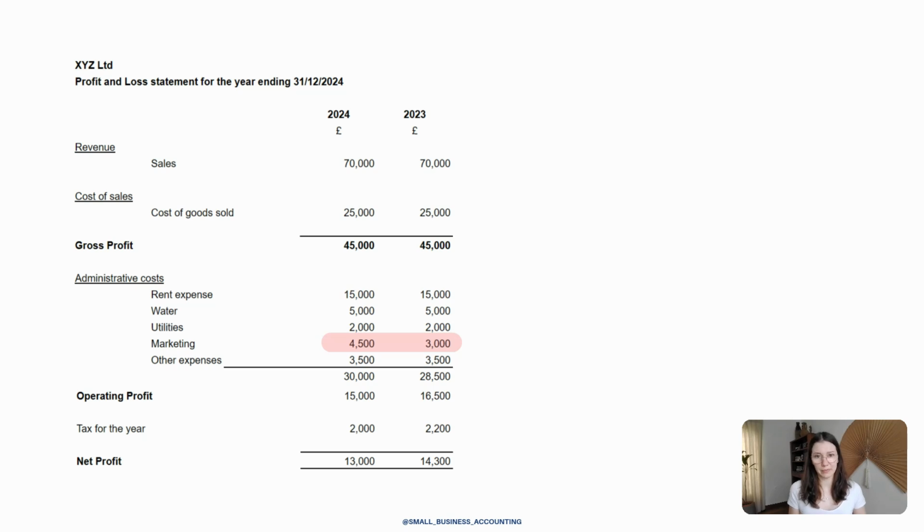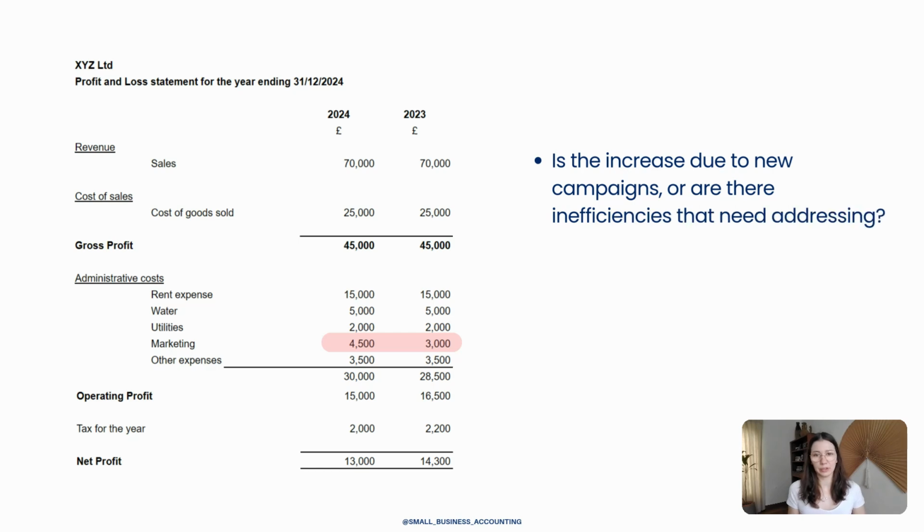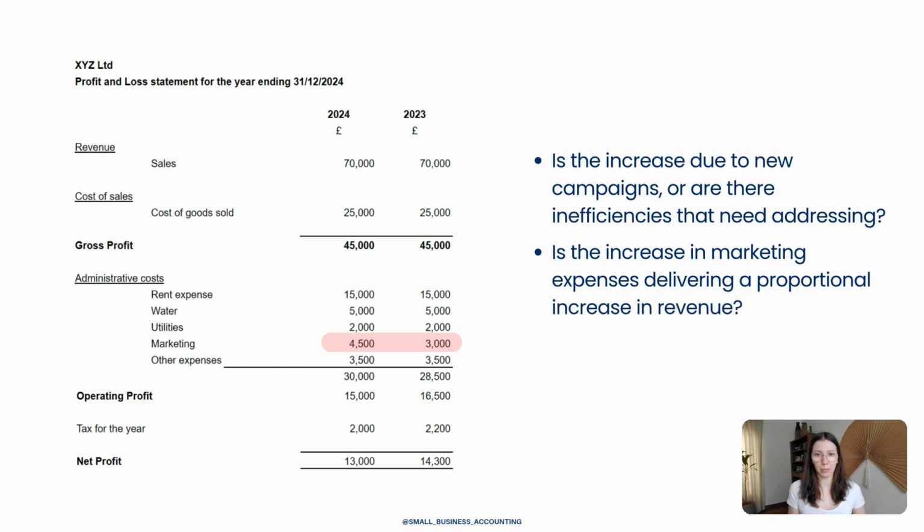What can you do with this information? You could investigate. You can check whether the marketing costs are rising or whether this increase is due to a new campaign or whether there are any inefficiencies that need to be addressed. Evaluating whether the increase in marketing expenses is delivering a proportional increase in revenue is essential.